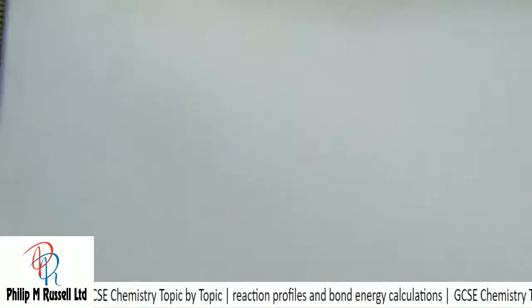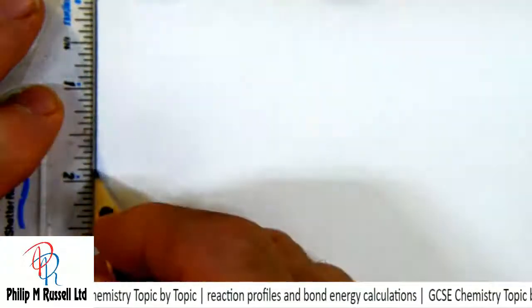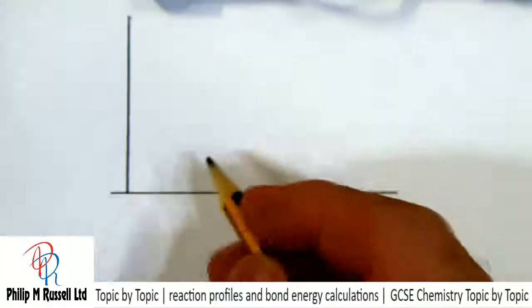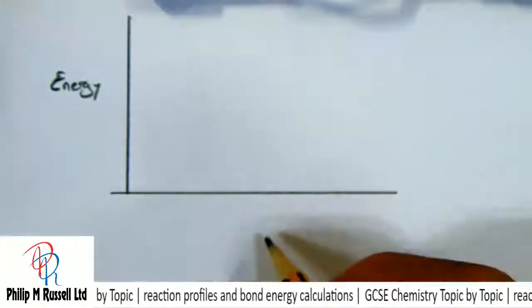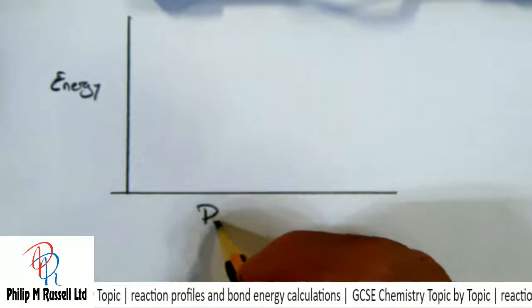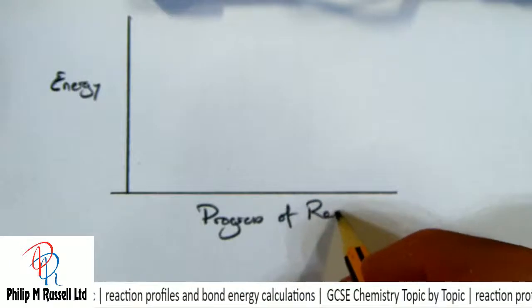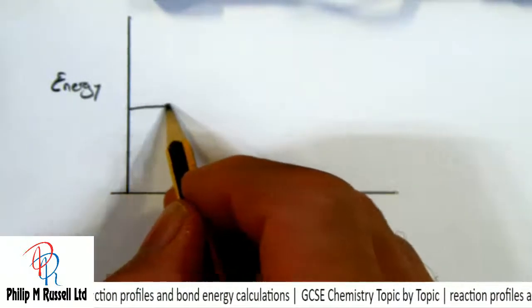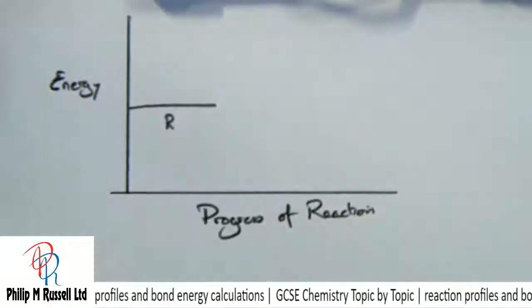What I've got is a simple reaction, and what I'm going to do is try and draw a graph of this reaction. Along the axis here, we're going to have energy, and along this one we're going to have sort of a progress of the reaction. I'm going to start with our reactants, and they've got so much energy.